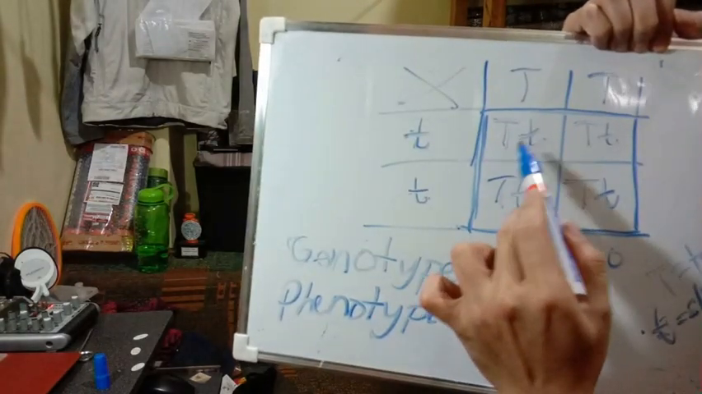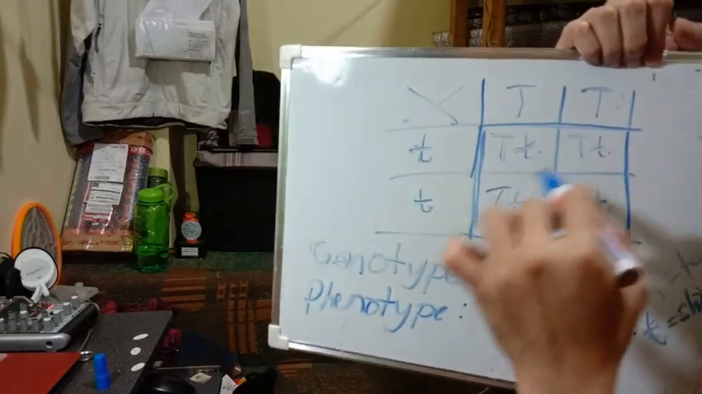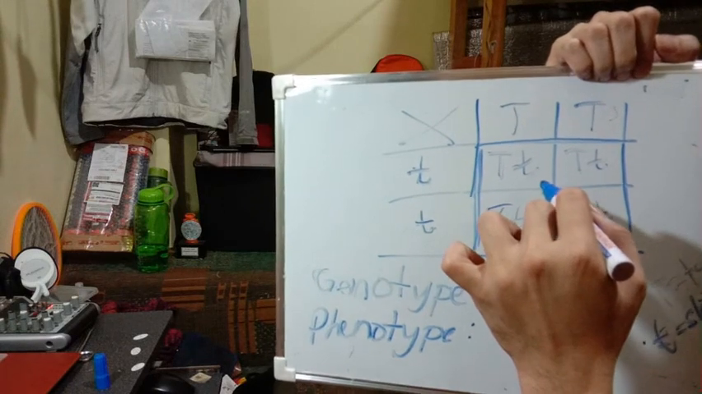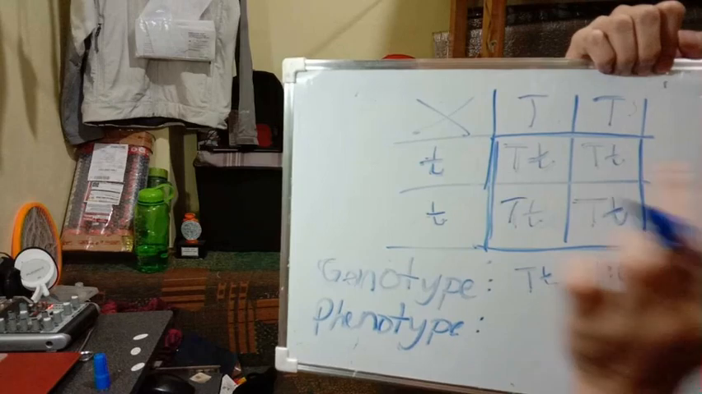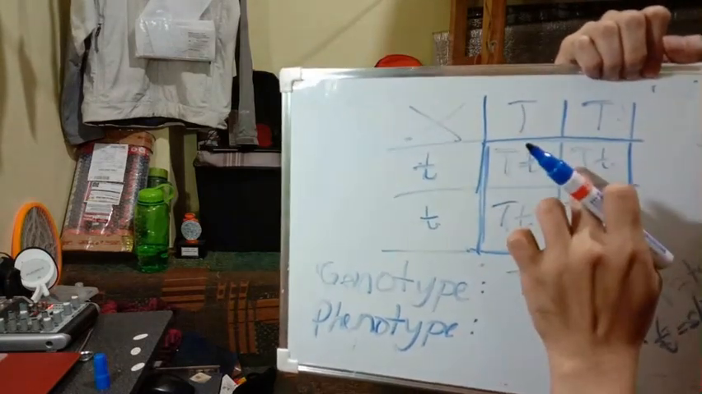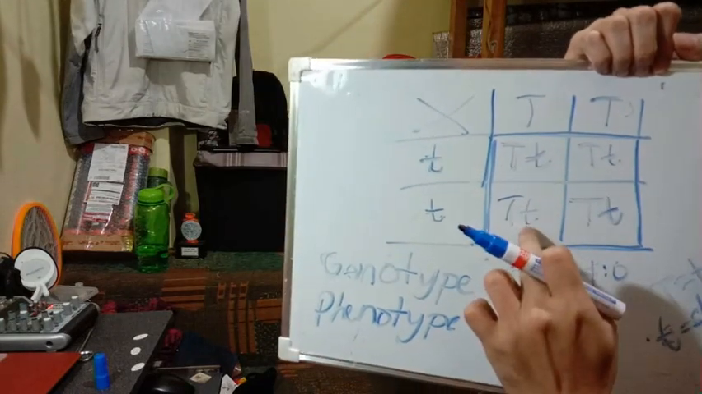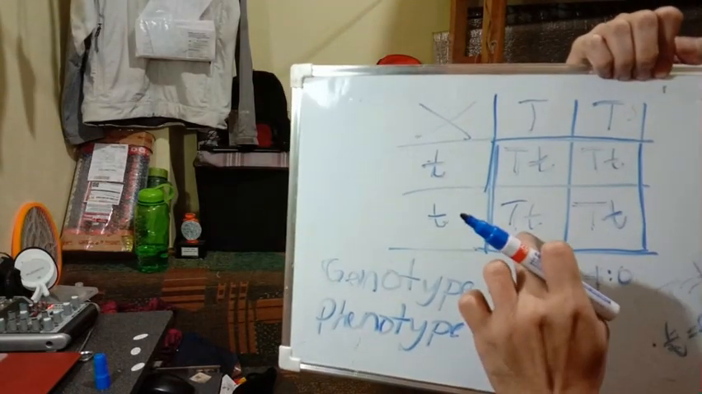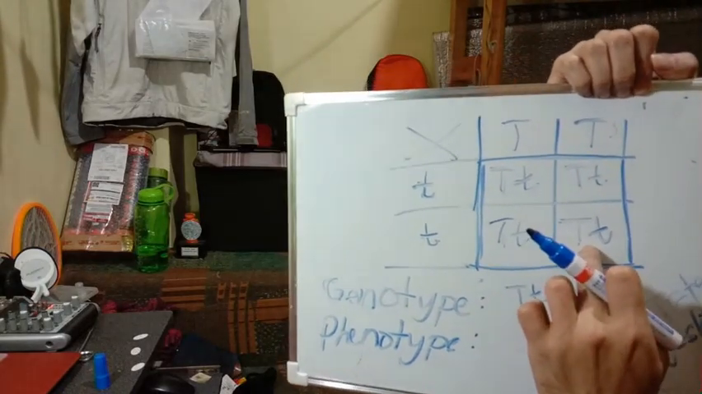So, may capital T, may small t. Then again, law of dominance. Kasi nga may capital T, sino ang mas mananaig? Si tall or si short? Alam natin na this one, kasi merong dominant na allele doon, this is tall. This one, because they are the same, this is again tall. This one is again the same as the rest. This is tall, also tall, and this is also tall.